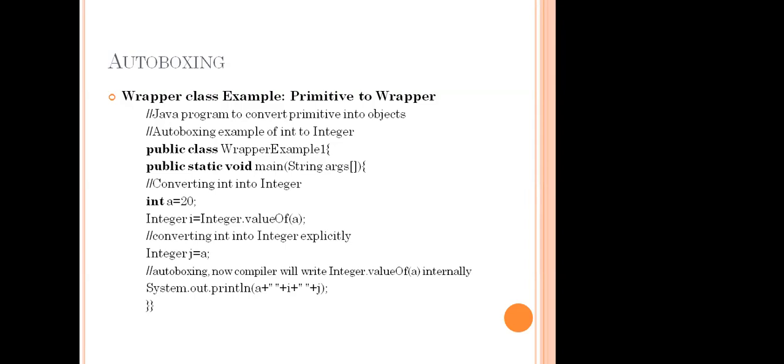If the conversion is done by the programmer, that is known as explicit. The conversion done by the compiler itself is known as implicit. Our wrapper class conversion is performed implicitly. That is the concept known as auto.